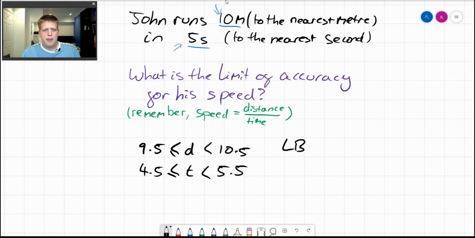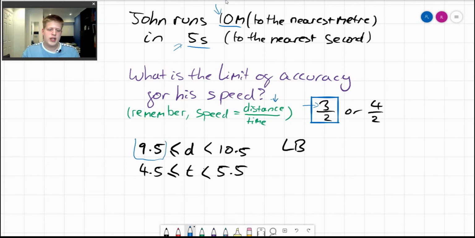Let's use some numbers to work out how we'll find the lower bound for the distance. So tell me, which one of these two fractions is smaller? 3 over 2 or 4 over 2? Well, obviously it's going to be 3 over 2. This is smaller because of this 3 here, which means that for the distance, which is also at the top of the fraction, we're going to use its lower bound because this is the smaller one.